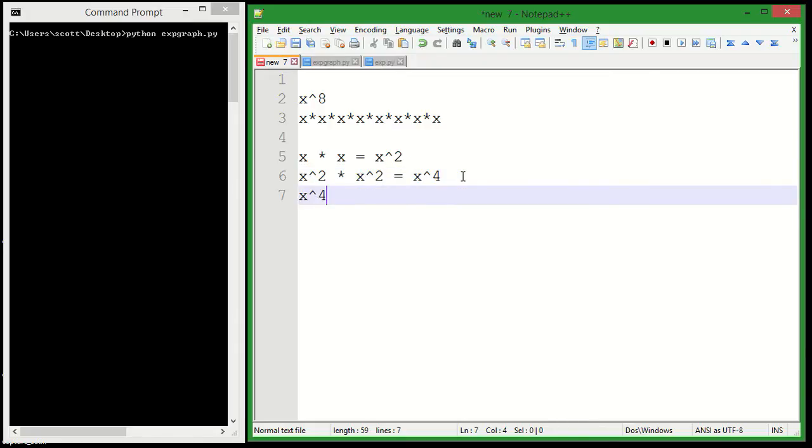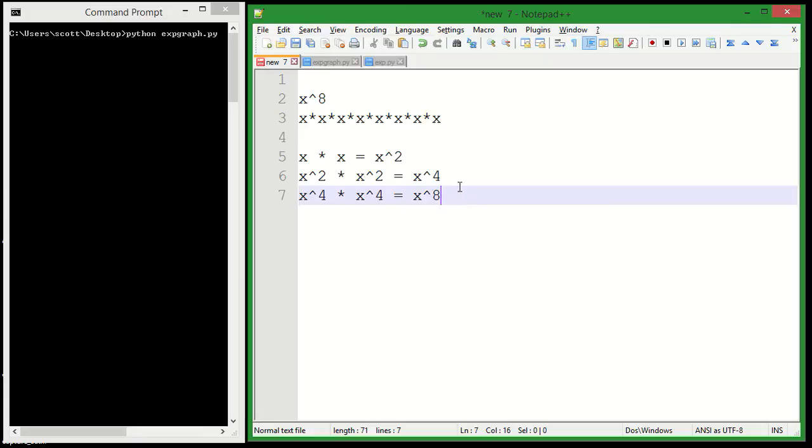And as you can probably see, we can just do this again. x^4 times x^4 equals x^8. And that's what we needed. We just skipped x^5, x^6, and x^7. We did this whole thing in just 3 multiplications. And so that's more than twice as fast as the original method.